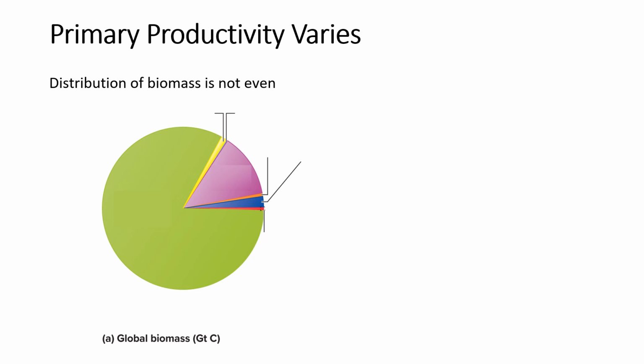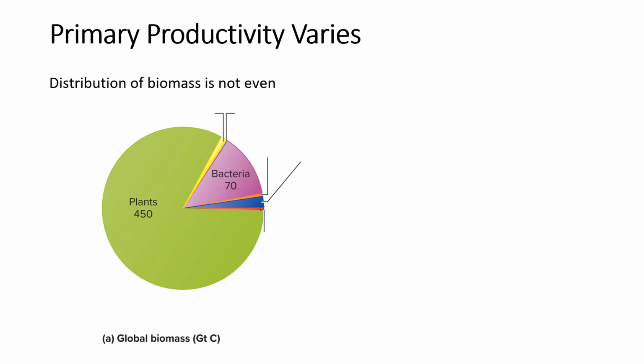Because primary productivity varies, the distribution of biomass is not even on planet Earth. So when we look at the global biomass, most of living things are plants. And that, of course, goes along with the models we saw with ecological pyramids, right? So they occupy the largest, most energy-rich trophic level in the food chain, right? So plants are the most abundant living things in terms of global biomass.